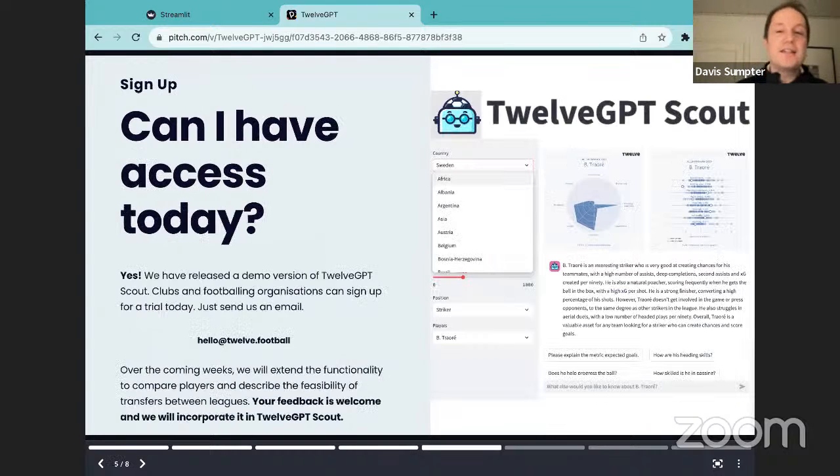Can I have access today? Now that's the next question. And the answer, well, maybe the answer to today is no, but you can have access next week. So we've released a demo version of 12GPT Scout.